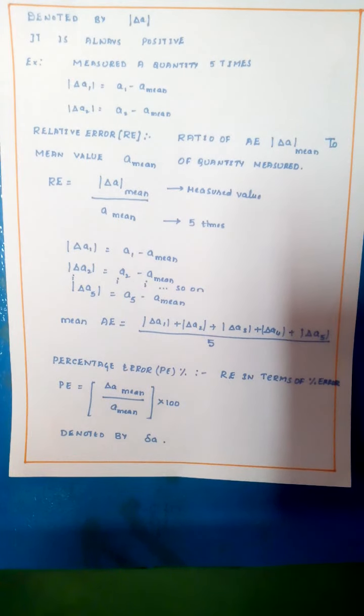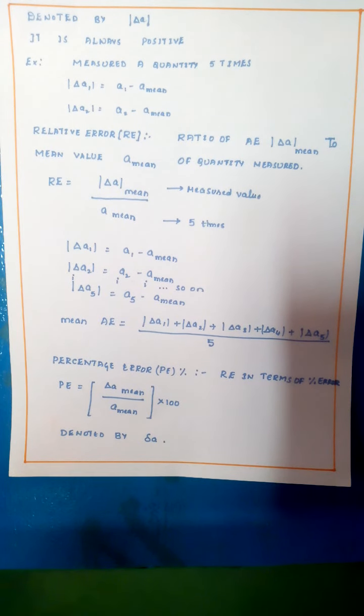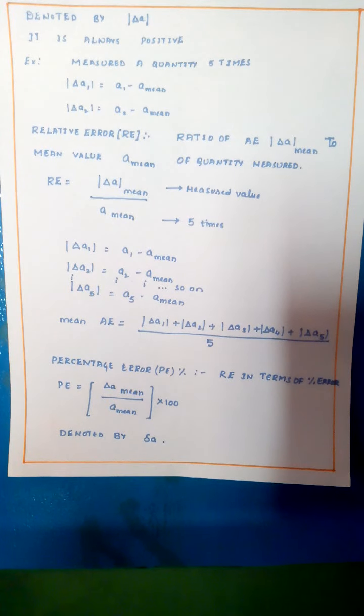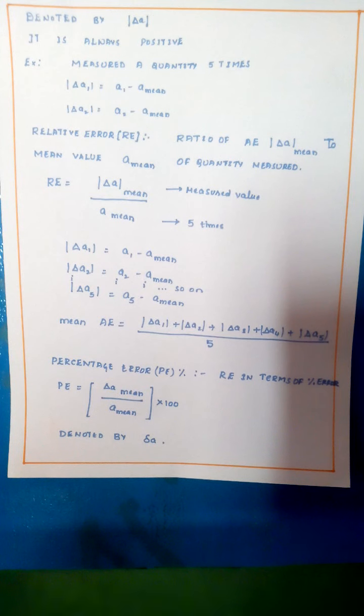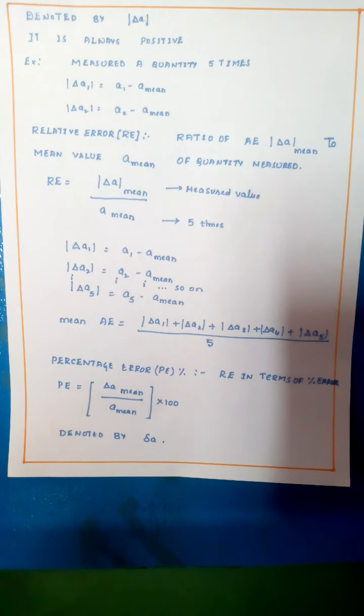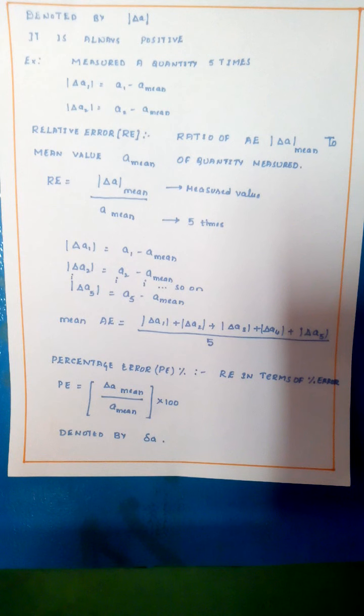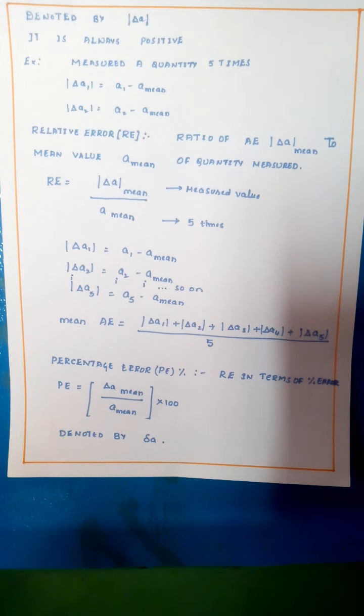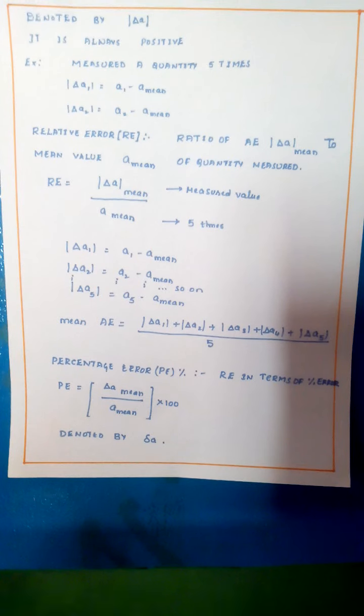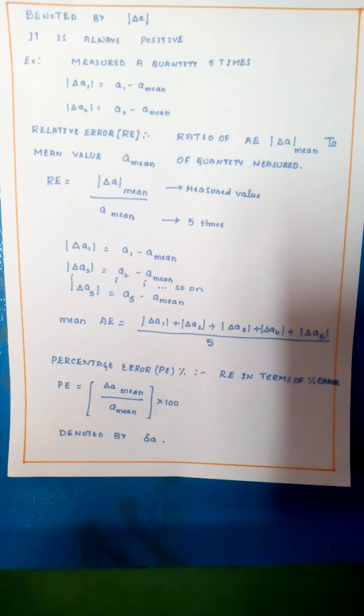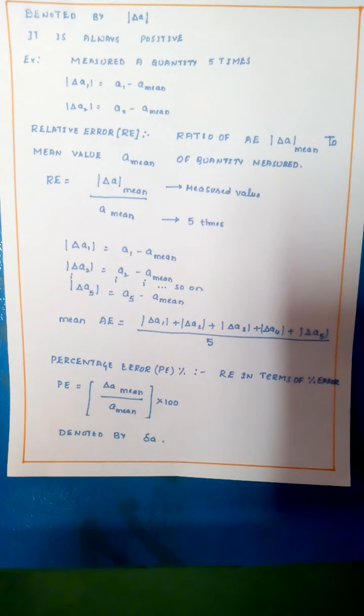Absolute errors. Absolute error is like a defect in the measurement. Anything you are measuring, there may be a small error in the measurement. Suppose any substance you have measured 5 times, how do you calculate that value? Absolute error is denoted with delta A. It is always a positive value.